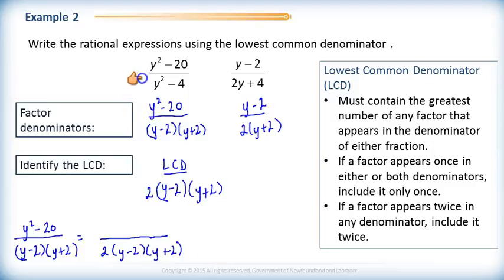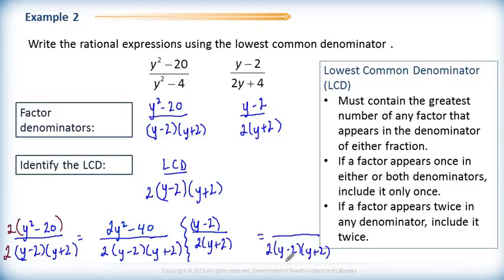Now to write the first one with the lowest common denominator, it's easier to use the factored form of the denominator because it's easy to see what's missing. We need the LCD of 2 outside of y minus 2, y plus 2. So this denominator is missing that 2, so we need to multiply the top and the bottom by 2. Distributing that 2 in the numerator, we've got 2y squared minus 40.